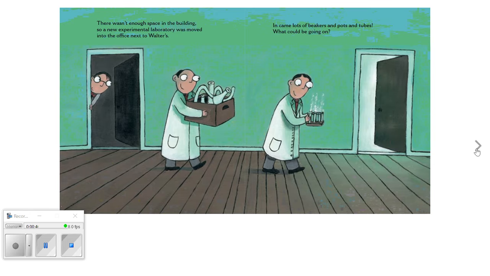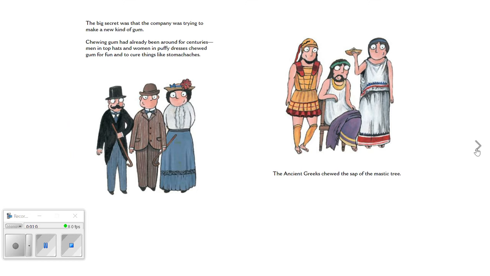There wasn't enough space in the building, so a new experimental laboratory was moved into the office next to Walter's. In came lots of beakers and pots and tubes. What could be going on? The big secret was that the company was trying to make a new kind of gum.